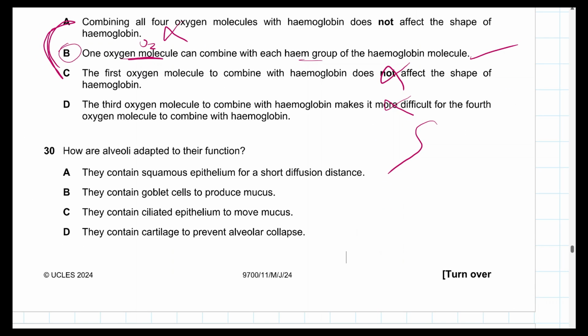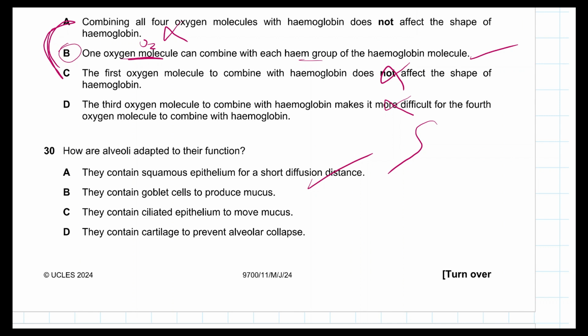Question number 30, how are alveoli adapted to their function? Now let's see the suggestions that we have here. A, they contain squamous epithelium for a short diffusion distance. Now this is correct. This makes diffusion faster, therefore giving the adaptation for the alveoli for more efficient gas exchange.